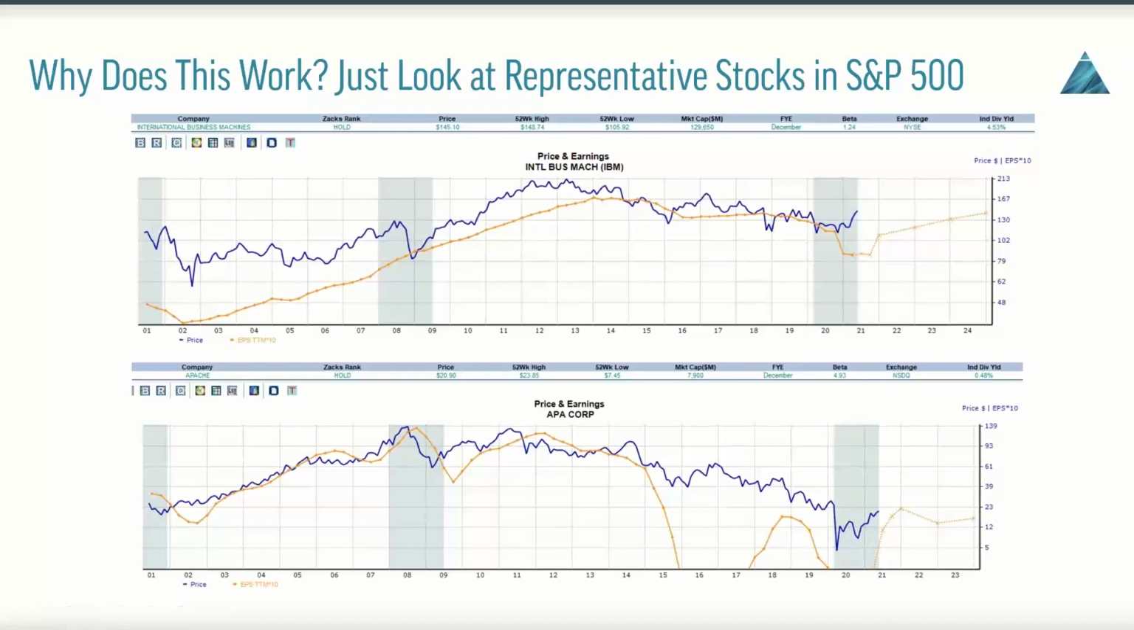So the idea here, again, is why does this work? We did this in last week's webinar, and I just wanted to mix up the stocks a little bit. I literally chose these stocks at random. Instead of, I think we were using Schlumberger, and I can't remember the other one we were using last week, but at any rate, I just grabbed IBM. I think we were using Ford. So this week we're using IBM and Apache.